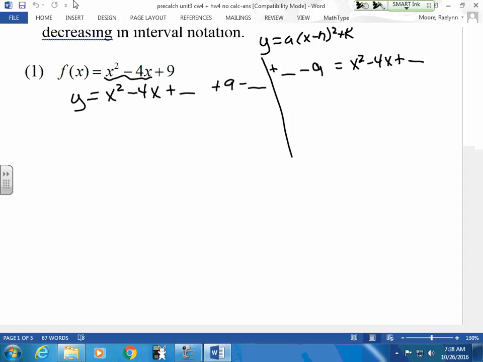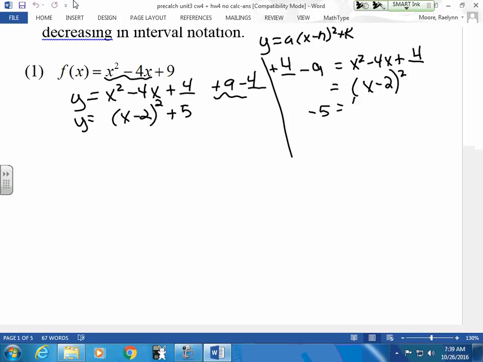What's half of negative 4? Negative 2. I like to do the negative in there, this way we get the minus. What's 2 squared? 4. So I'm going to add 4, I'm going to subtract 4. Here I'm going to do the same thing, if you did it here. I'm going to add 4 here, I'm going to add 4 here. So I combine these, and I get a plus 5. I combine these, and I get a negative 5. So I'm going to add my 5. Okay. So this is our equation.